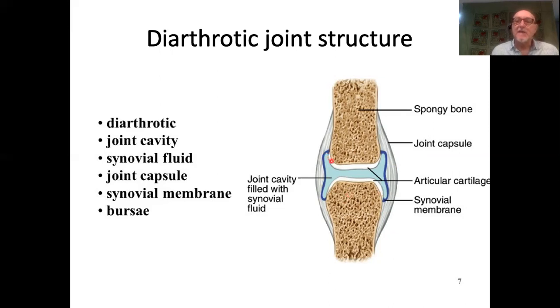You can see here, these are the ends of the bones, and they are capped with very smooth cartilage, which articulates one against the other. And so it's called articular cartilage, because it articulates.